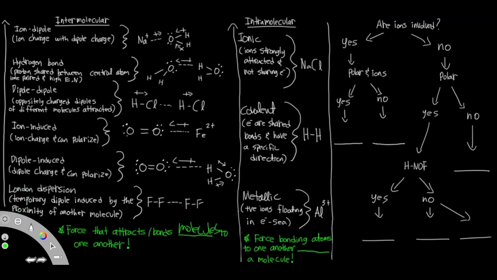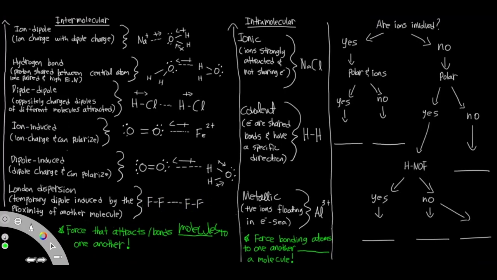We have dipole-induced next. Dipole is going to be a polar molecule, so we have a dipole here. Induced is going to be a non-polar molecule. As you can see, there is a force of attraction from the slightly more positive to the slightly more negative side, and that's why this vector is shown here. In contrast, London dispersion doesn't have that, because neither of these has a dipole.